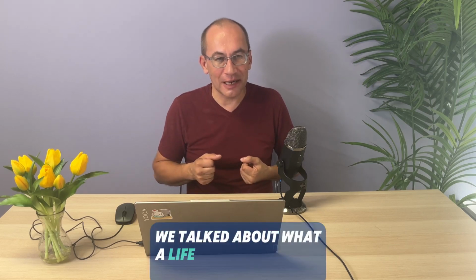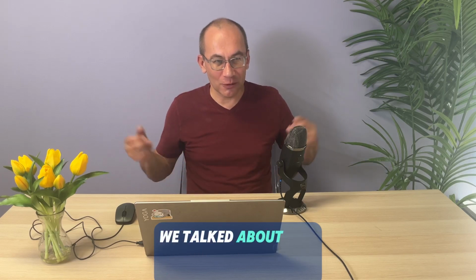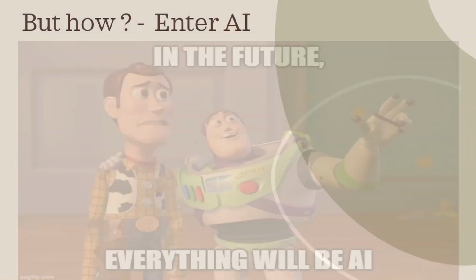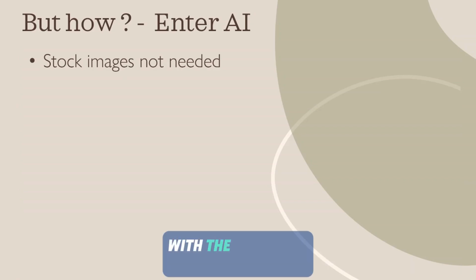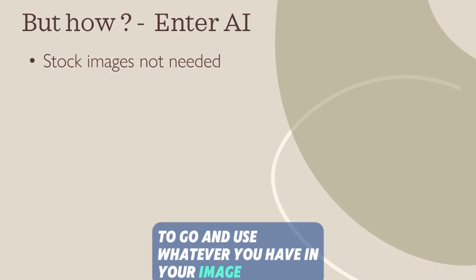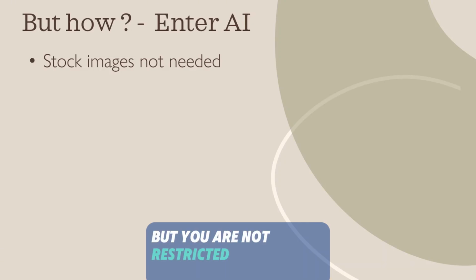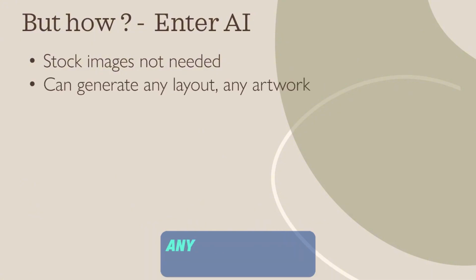Now, we talked about what a life story memorial is. We talked about why we want to create life story memorials. The question is how. So here we talk about artificial intelligence mostly. With the modern AI tools, the stock image is really not needed anymore. You're not restricted. It's okay to use whatever you have in your image library, but you are not restricted by the stock images. Modern AI tools can create pretty much any design, any image that you want.